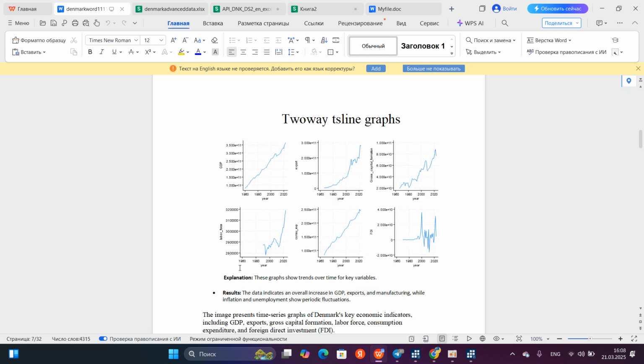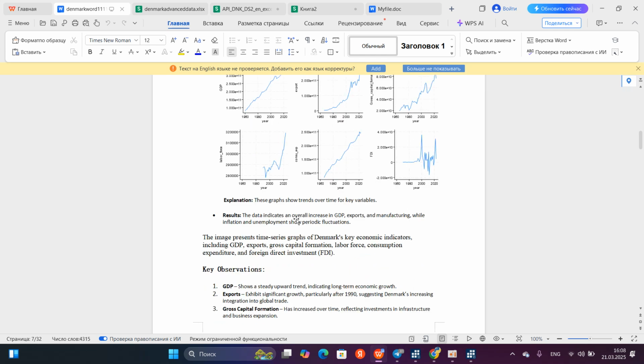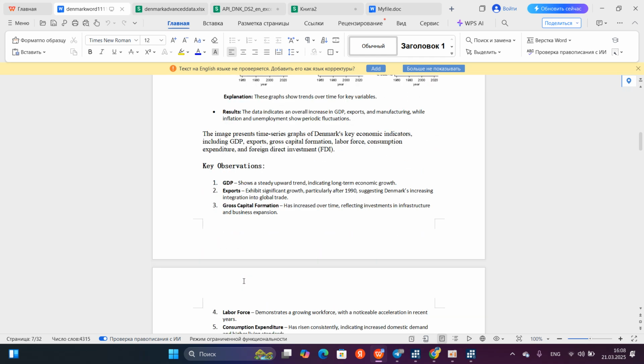Here you can see the two-way line graph that we have done before, and the image presents a time series graph of Denmark's key economic indicators, including GDP, exports, gross capital formation, labor force, consumption expenditure, and foreign direct investment. When it comes to the key observations, GDP shows a steady upward trend, indicating long-term economic growth. Exports exhibit significant growth, particularly after 1990, suggesting Denmark's increasing integration into global trade.